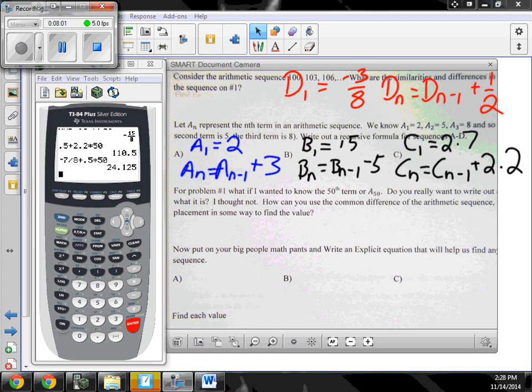I can't read the rest of that. Sequence, the first term, and the term placement in some way to find the value. How would we figure out a sub 50? We would use the explicit formula. Okay? So what is the explicit formula?